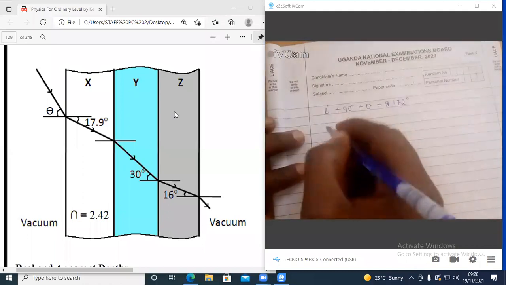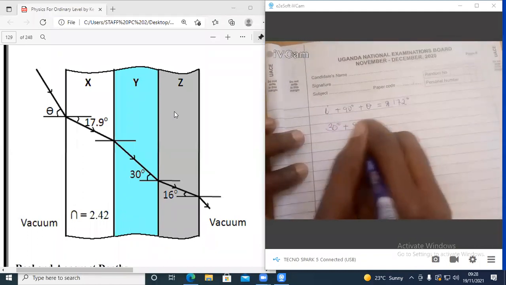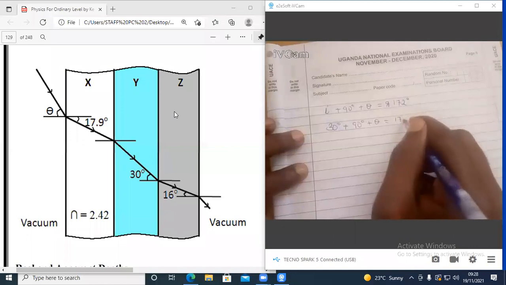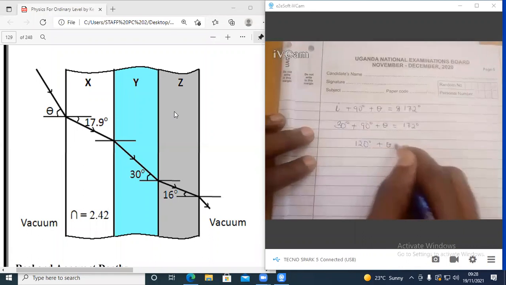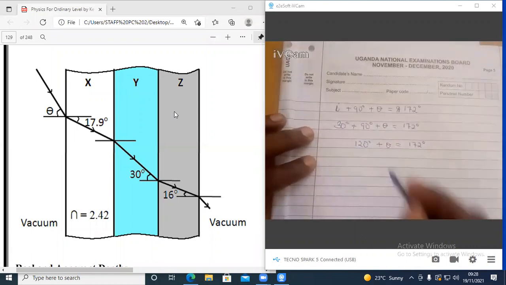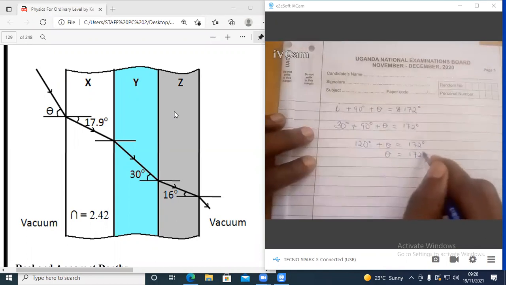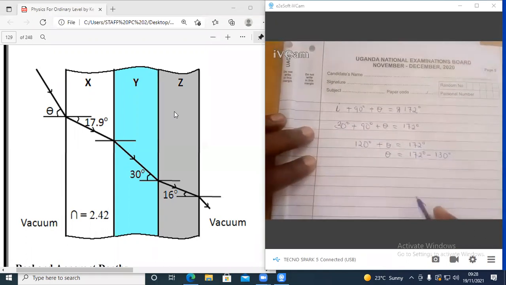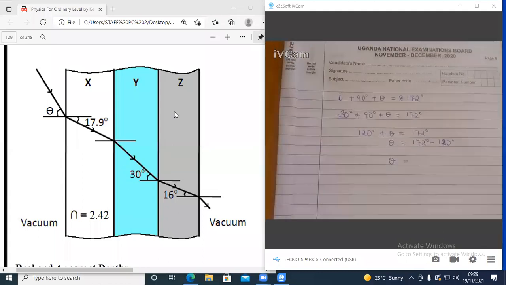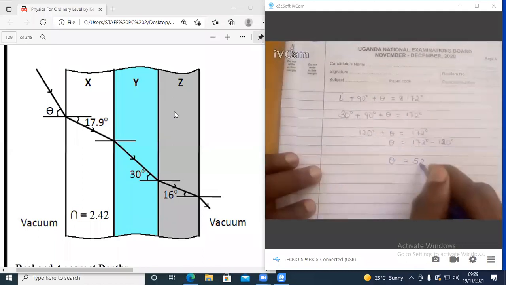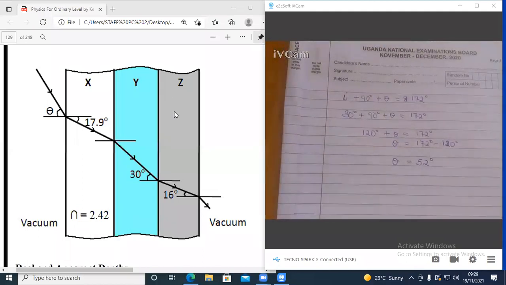So let's go ahead. Our I is 30 degrees plus 90 degrees plus theta is equal to 172 degrees. So which means we'll have 120 degrees plus theta is equal to 172 degrees. So our theta will be 172 degrees minus 120, sorry. So theta is equal to, what do you get, members? 172 minus 120. Is it not 52? It is 52 degrees.